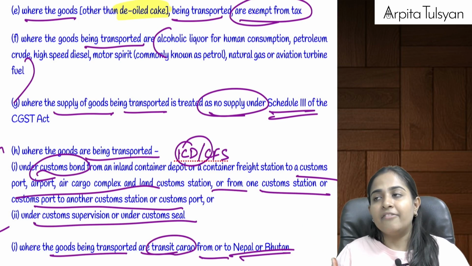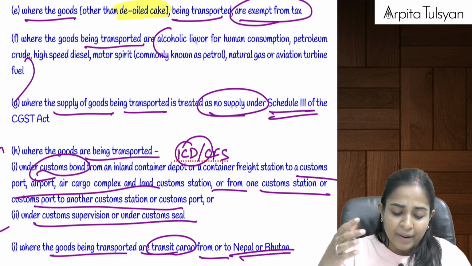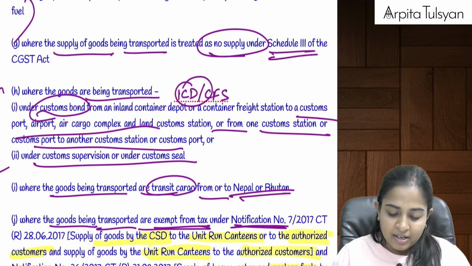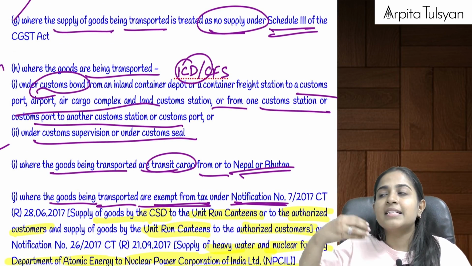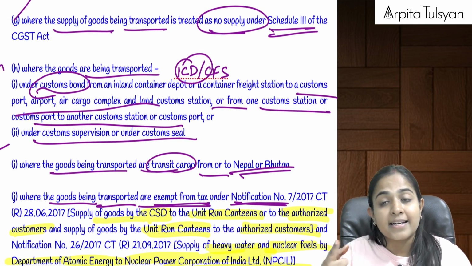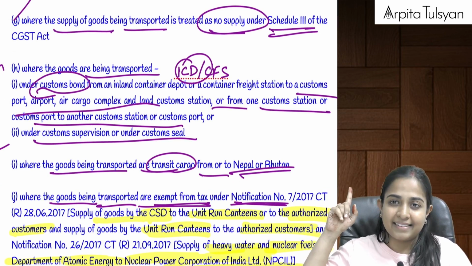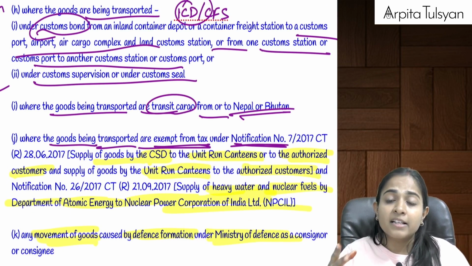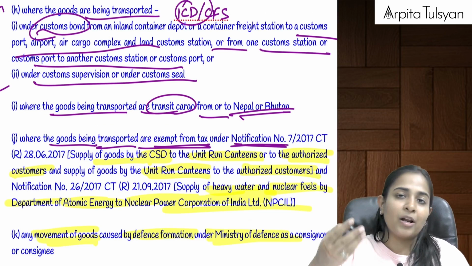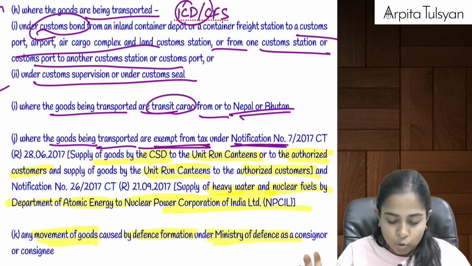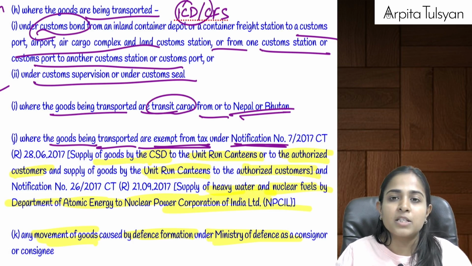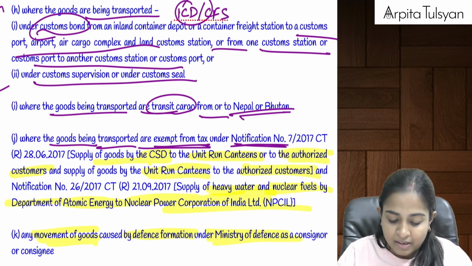Then similarly, when the goods transported are alcoholic liquor for human consumption, petrol, diesel, ATF, natural gas, that category, no e-way bill is required for that. When there is a supply of such goods which is not considered as a supply as per Schedule 3, no e-way bill is required. Then transit cargo from Nepal or Bhutan or to Nepal or Bhutan, no e-way bill is required. Empty cargo containers transported from one place to another, no e-way bill is required.